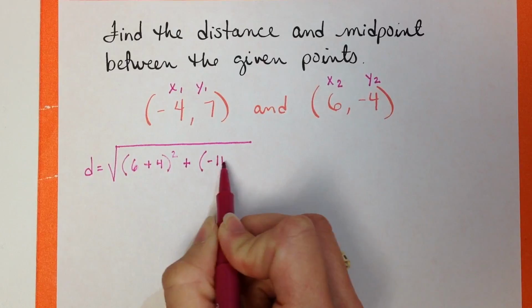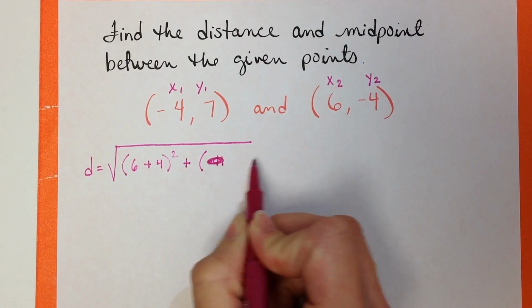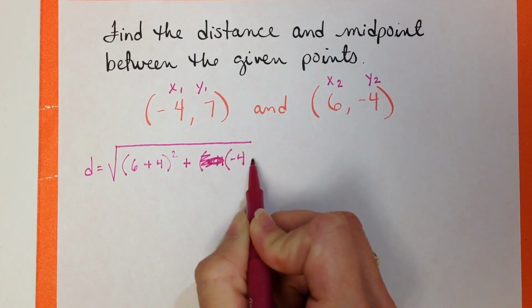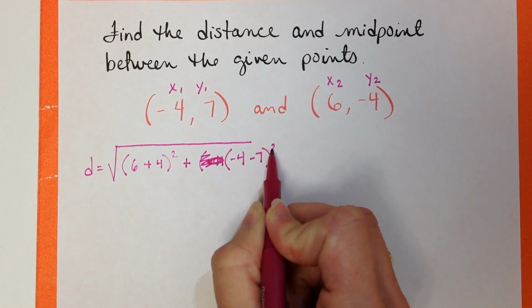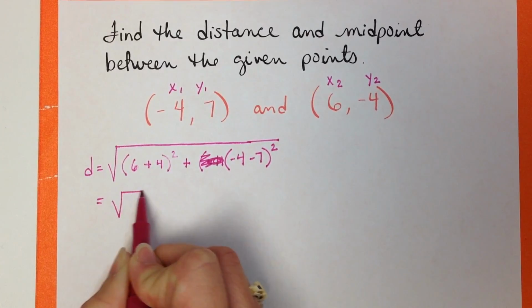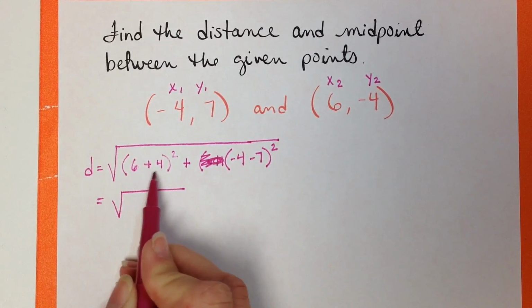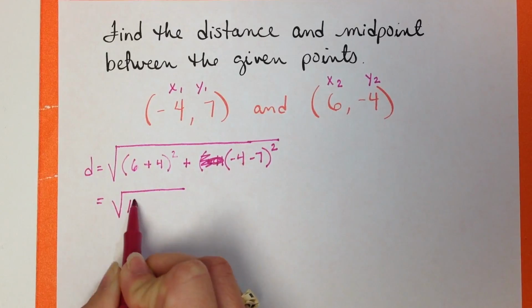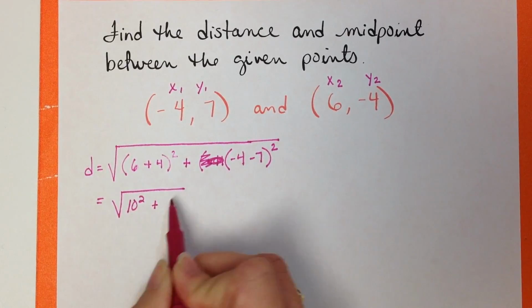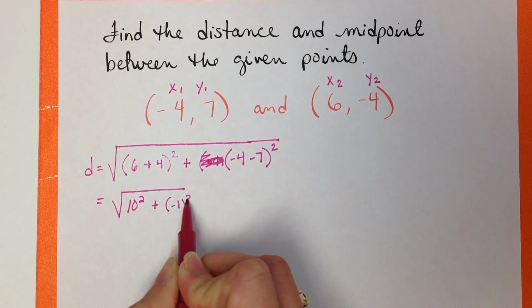I'm sorry, I just need to write that down. Let's do that again. So negative 4 minus 7, and then that quantity squared. Okay, so here we have, of course, 10, so that's going to give us 10 squared. This will give us negative 11, so negative 11 squared.